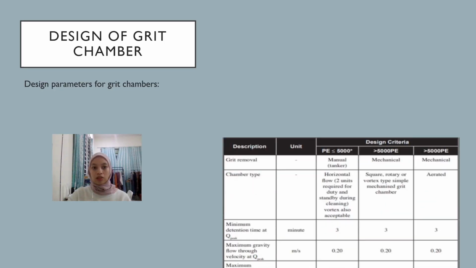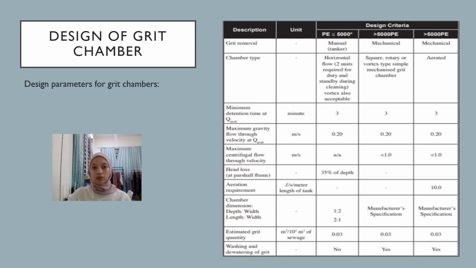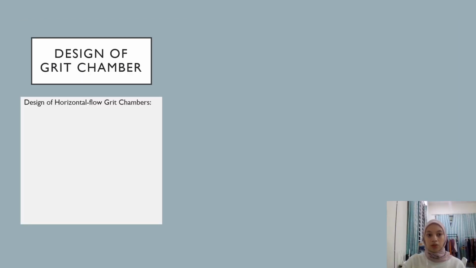Next is the design parameters for the grit chamber. This is the design parameter we get from the guideline. Next is the design. Our project uses the design of a horizontal flow grit chamber.